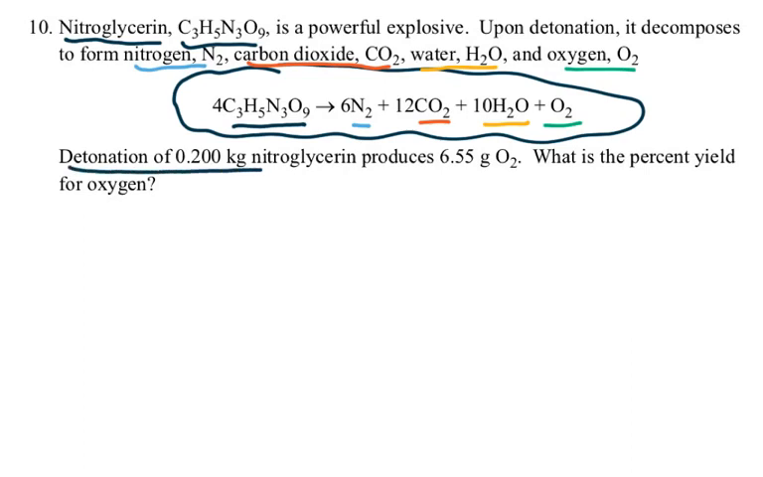Detonation of 0.2 kilograms nitroglycerin. So 0.2 kilograms of this stuff, okay, produces 6.55 grams of O2. So 6.55, darn it, my decimal points don't always work. Okay, so we make that one. So then our question is just, what's the percent yield for oxygen?